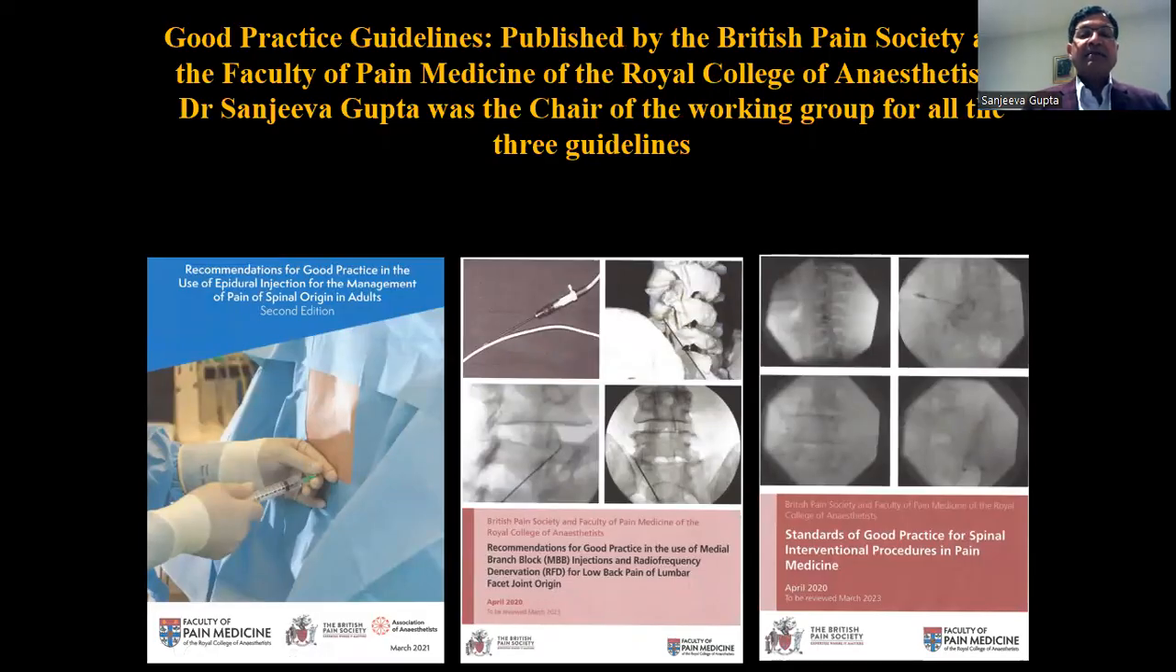These are some of the good practice guidelines published by the British Pain Society and the Faculty of Pain Medicine. I have shared all these three guidelines. Recommendations for good practice in the use of epidural injections for the management of pain of spinal origin in adults, mainly concentrating on epidural type injections. I also shared the recommendations for good practice in the use of medial branch block and radiofrequency techniques for lumbar facet joint pain, and also standards of good practice for spinal interventions, which have all been published by the British Pain Society and the Faculty of Pain Medicine and are available on the website.